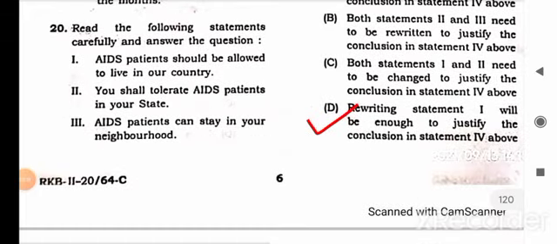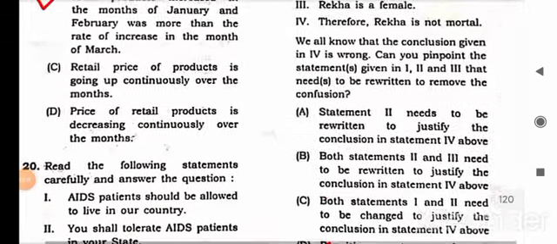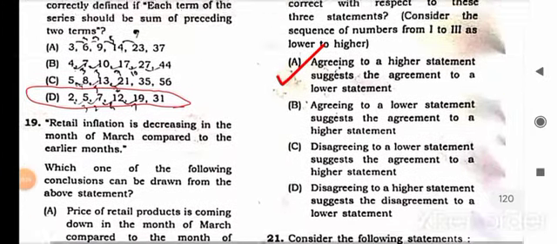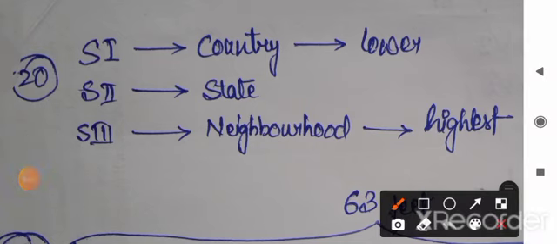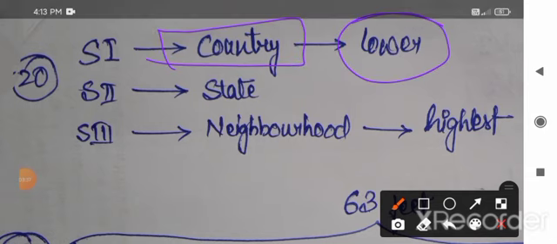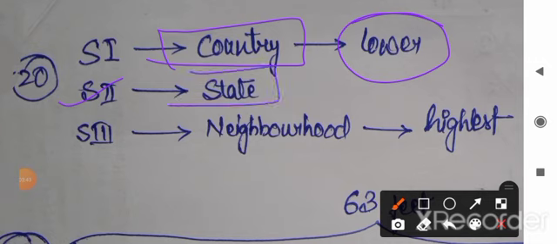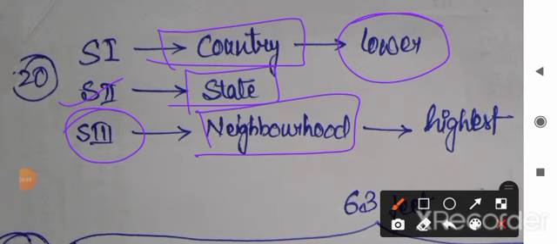Okay, next, this statement. Please pause the video and read it. If I read it out, it is going to be very long. The statement mentions a country. Statement 2 talks about a state, for AIDS patients, and statement 3 talks about a neighborhood. So see, lower to higher is the series. Statement 3 is the highest one and statement 1 is the lowest one. If you allow a person with AIDS in your neighborhood, that automatically means you are allowing the person to reside in the country. Yes or no?